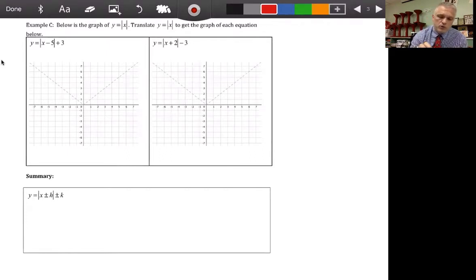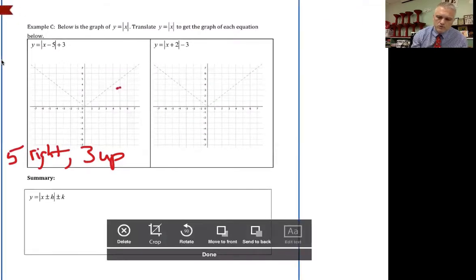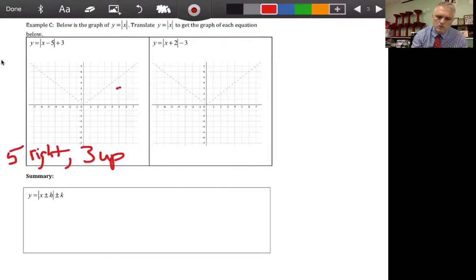We are going to have this -5 make them go right by 5 units. We'll go 5 to the right. And that +3, it's going to make them go 3 up. So this vertex, I'm going to go 5 right, and I'm going to go 3 up. 2, 3, I'm going to end up right there. Pretty close. Okay.